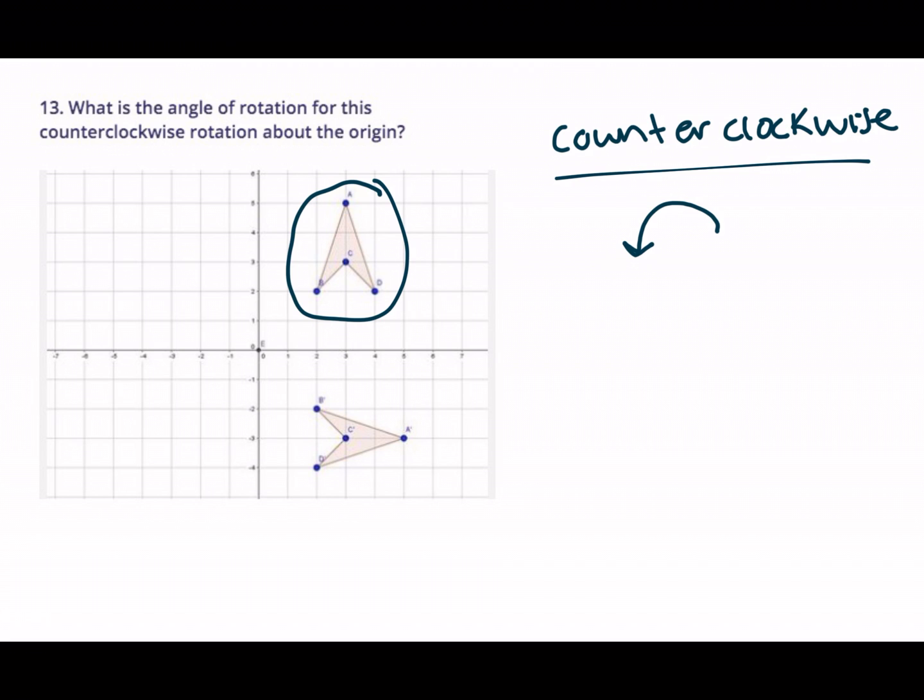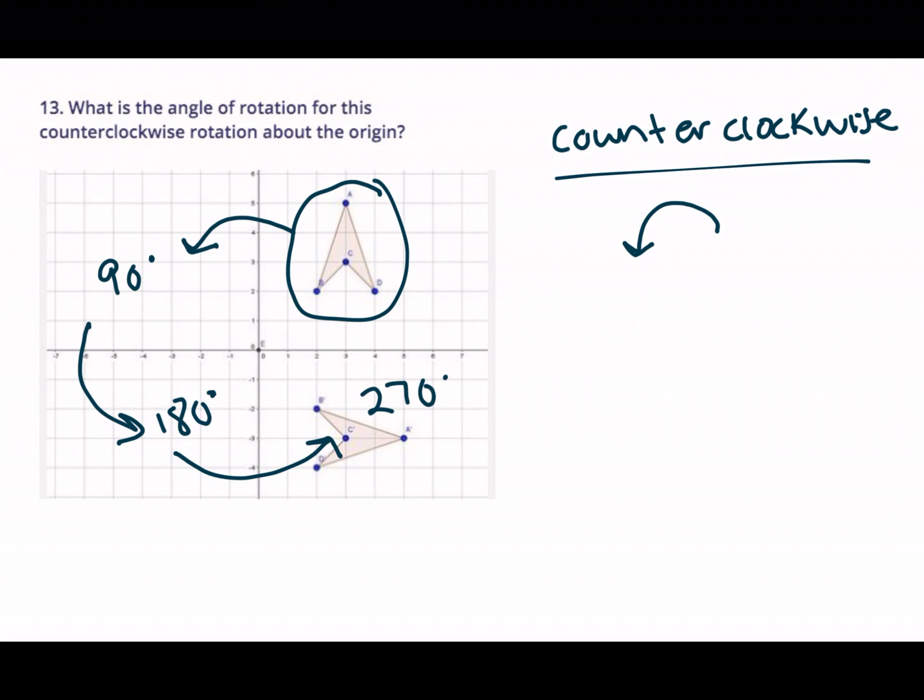All right, so if we're starting in quadrant 1, if I rotate 90 degrees, that's going to put me over here in quadrant 2. So it's not 90 degrees. Let's keep rotating. If I go 180 degrees, that's going to put me here in quadrant 3. So I'm almost there. I need to rotate 270 degrees to get to my image A prime, B prime, C prime, D prime.